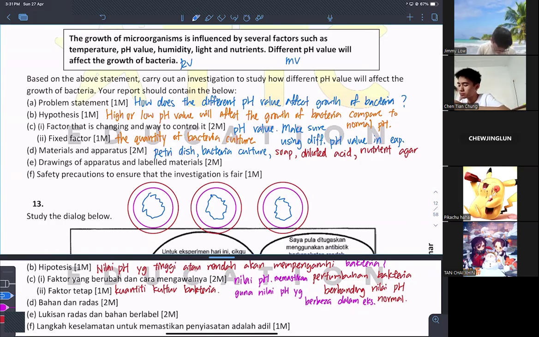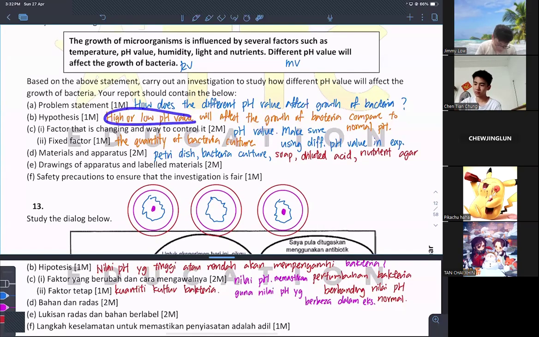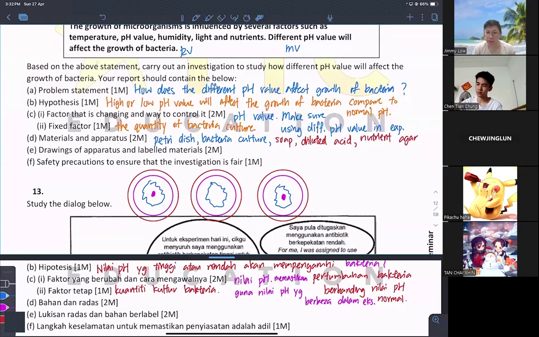you have to put soap. Okay, then you have to put diluted acid. Okay, then one without anything, because you see we have to do comparison. Ask yourself whether it matches what we have written before, because high or low pH value will affect the growth of bacteria compared to normal pH. So that's why I have to give normal pH as well. So this is your normal pH, this is your high pH, this is your low pH.